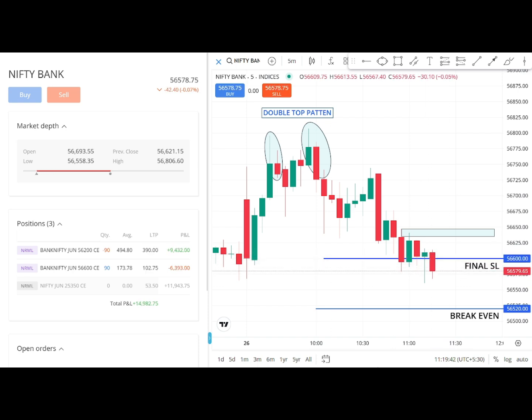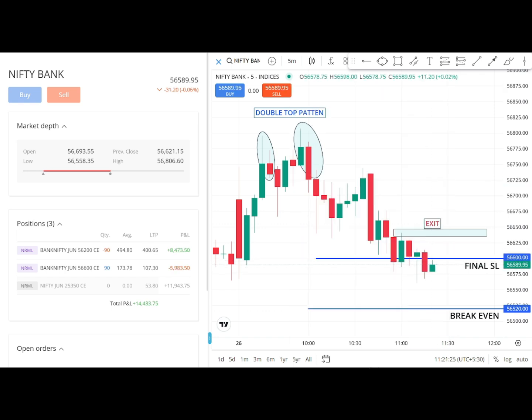Market right now at the day low. It might take support, but there is no strength to continue. It's going to break again. There is no panic. There is no formal exit.